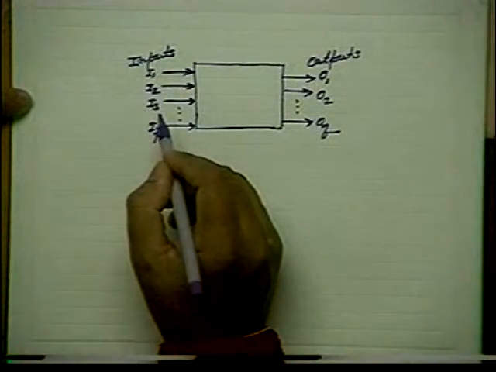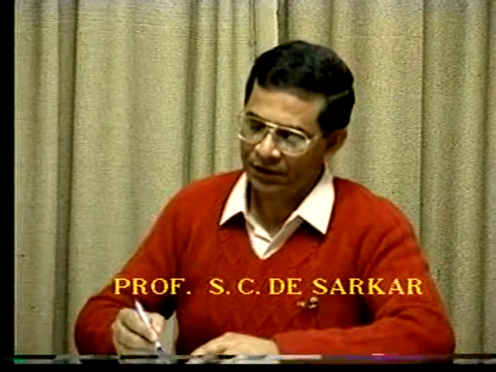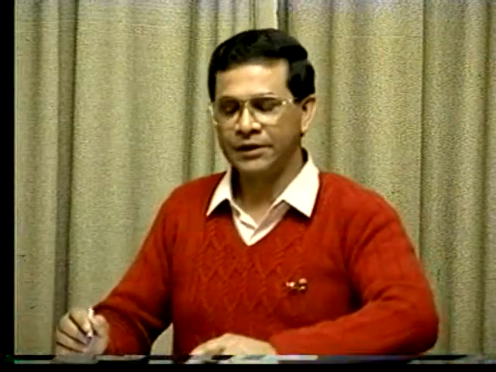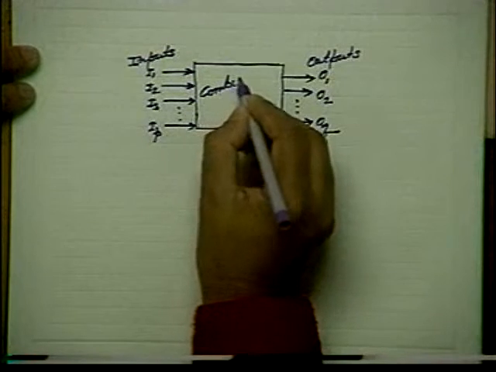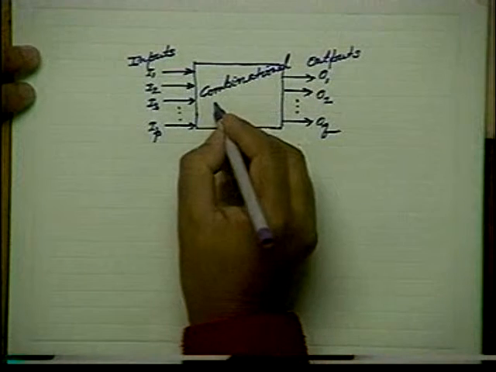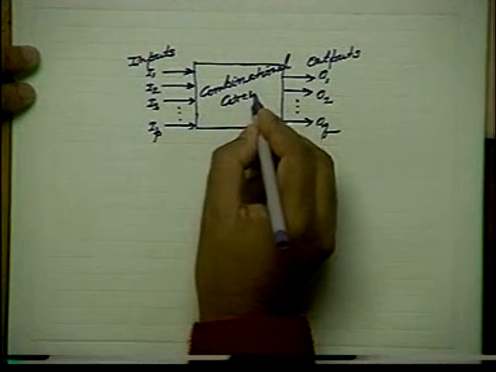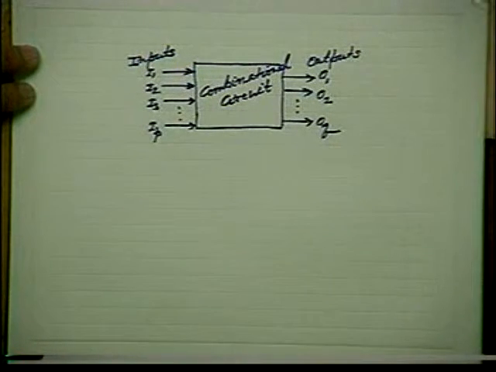Each of these inputs or each of these outputs can take either of two values. Either it is 0 or it is 1. That means we call it a binary input or binary output. Now the situation is, and this is called a combinational circuit.